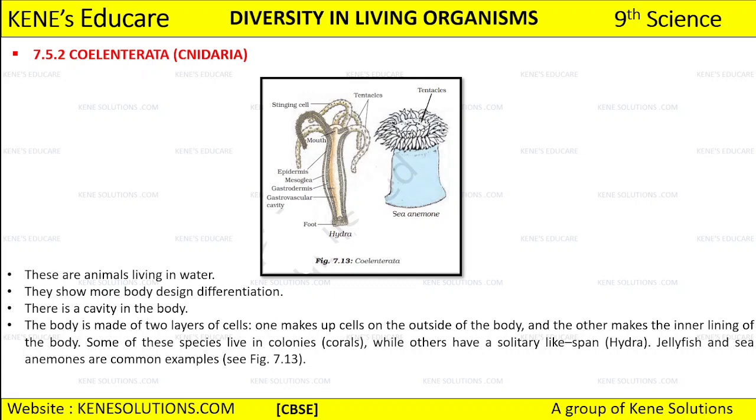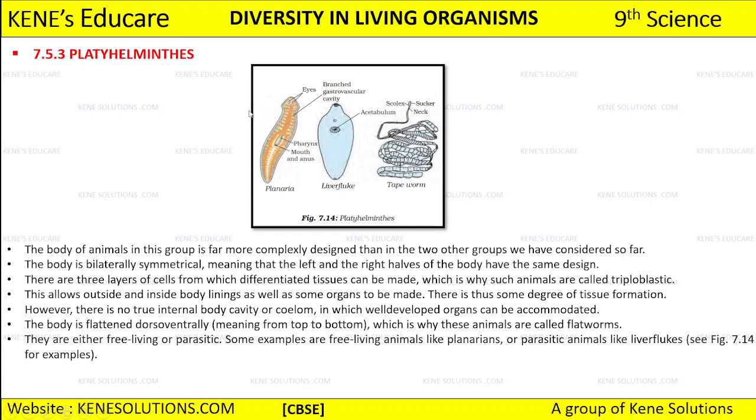After that, we have Platyhelminthes. Now, Platyhelminthes, I told you, are also called flatworms because their body is flat from top to bottom. Okay, and if you see Cnidaria and Porifera, the animal is not that complex. But in Platyhelminthes, the animal is more complexly designed than in the other two groups we have considered, and their body is bilaterally symmetrical, meaning the left and right halves of the body have the same design, okay? As well as they have three layers of cells, and these three layers differentiate the tissue, which is why we call such animals triploblastic, okay? So this allows outside and inside body lining as well as some other organs to be made, and there is some degree of tissue formation, okay? But you will see that there is no true internal body cavity found here.